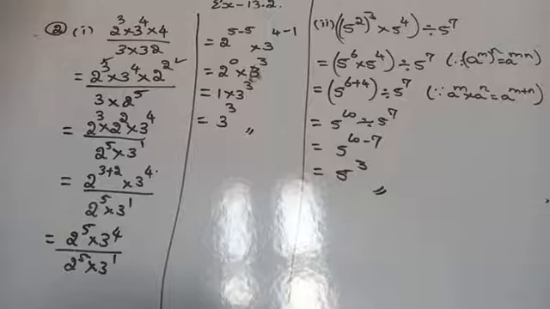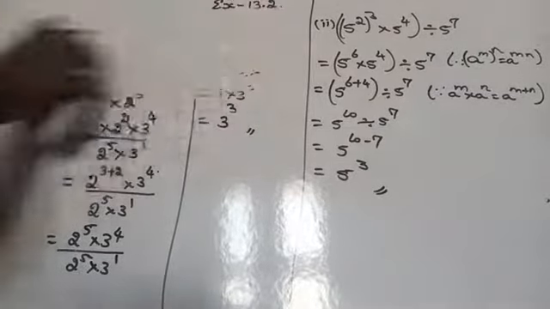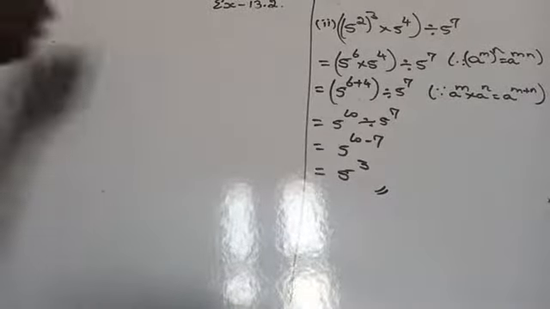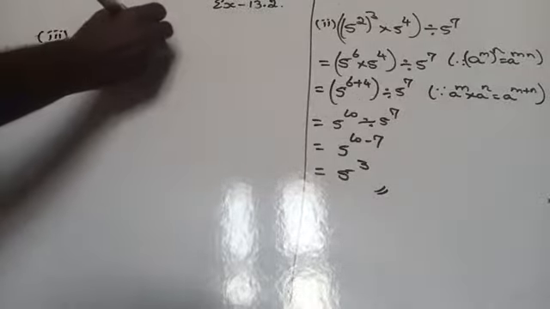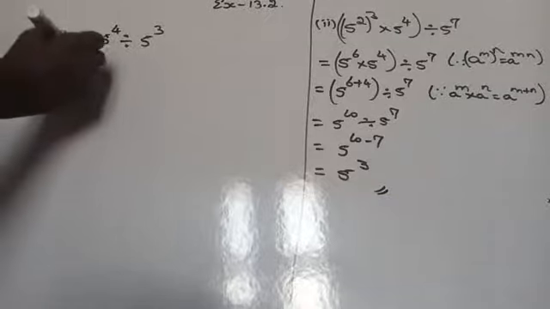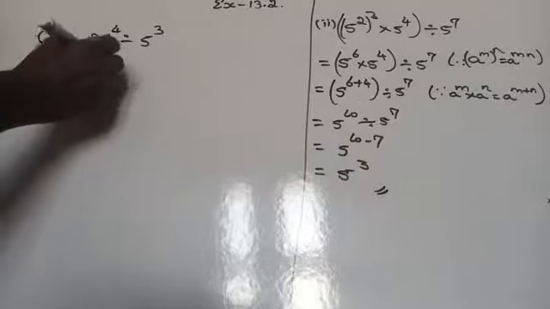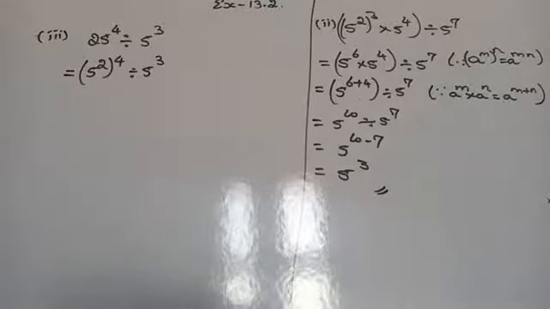Look at the third question now. That means 25 power 4 divided by 5 power 3. So 25 power 4, first we express this as the product of primes. 25 can be written as 5 square. So 5 square the whole power 4 divided by 5 power 3. Am I right here? Yes.